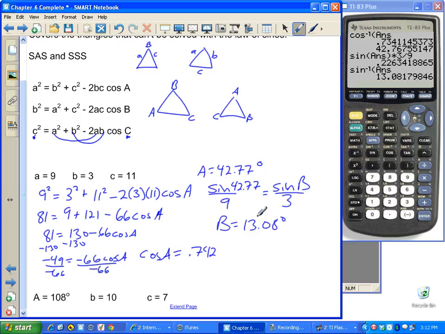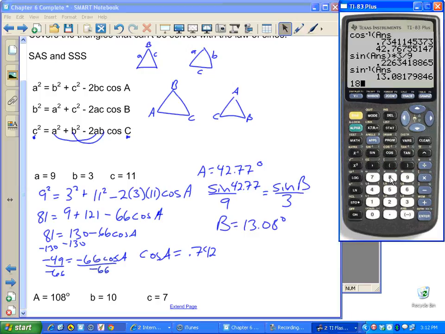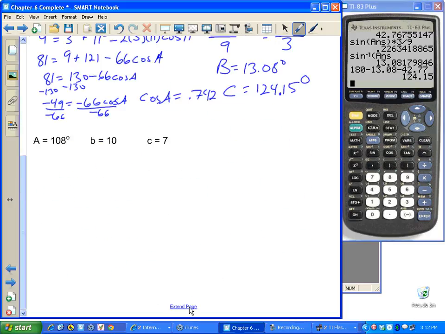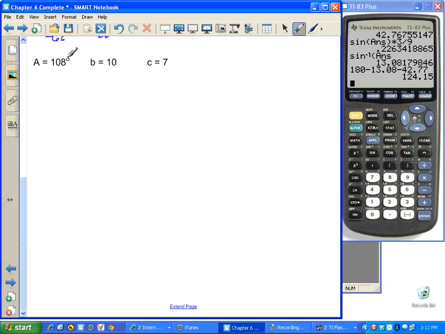Then I just need to subtract these from 180 to get the final angle. That's 124.15. So that's what C is. And then I've got all six parts: three angles, three sides. Okay, let's look at another example.